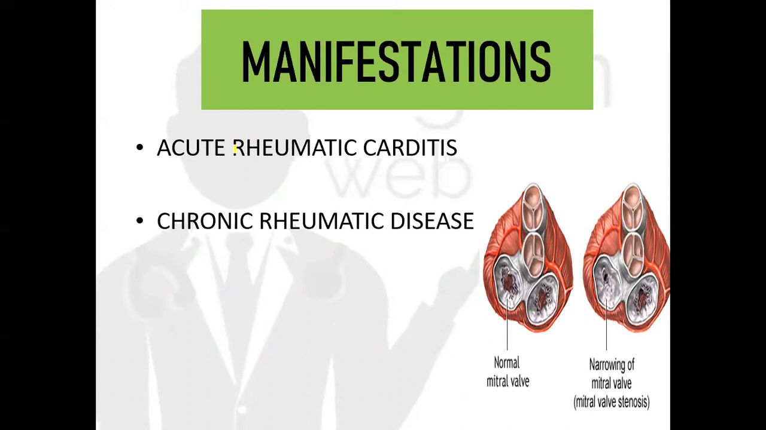Okay, so initially we will have an acute carditis. Later it will progress to your chronic rheumatic disease where you will have mitral valve stenosis. Okay, so in this acute rheumatic carditis, there will be mitral regurgitation as given in Robbins. Okay, so initially there will be a mitral regurgitation. Okay, in chronic rheumatic disease, which means if it is going to progress for a longer time, this can lead on to mitral valve stenosis.